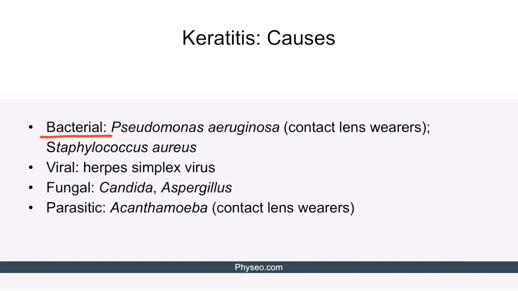Bacterial keratitis is commonly caused by Pseudomonas aeruginosa and Staphylococcus aureus. Keratitis due to Pseudomonas aeruginosa is particularly common in contact lens wearers due to the reason explained on the previous slide. Viral keratitis is most commonly presumed to be caused by herpes simplex virus. Candida and Aspergillus are implicated in fungal keratitis. Finally, parasitic keratitis is most commonly caused by Acanthamoeba. Acanthamoeba keratitis is also most prevalent in contact lens wearers.